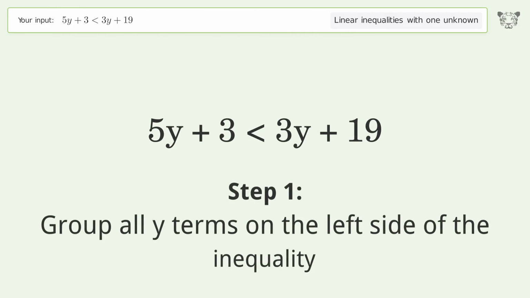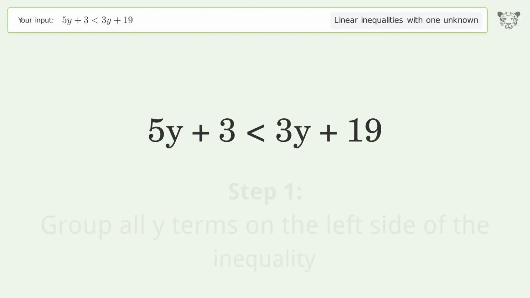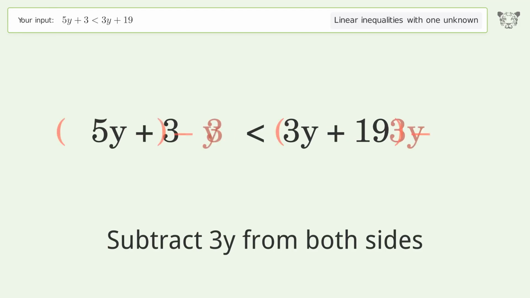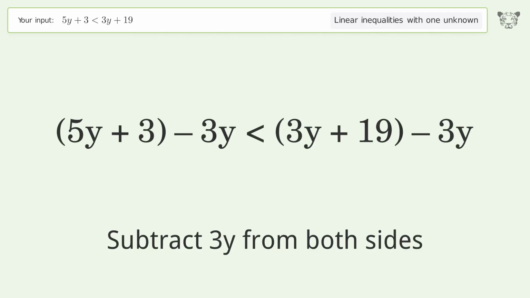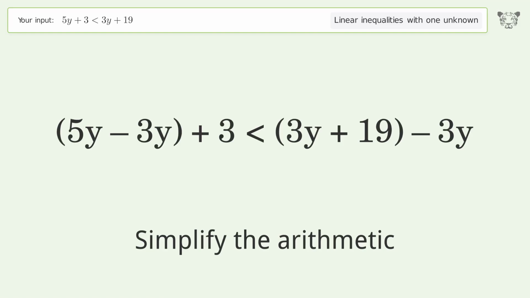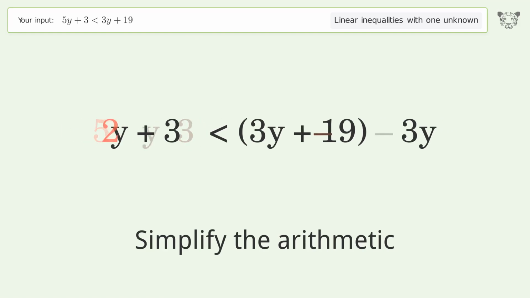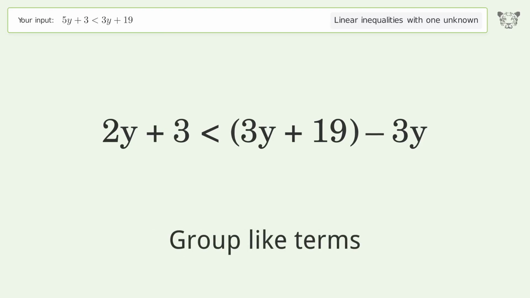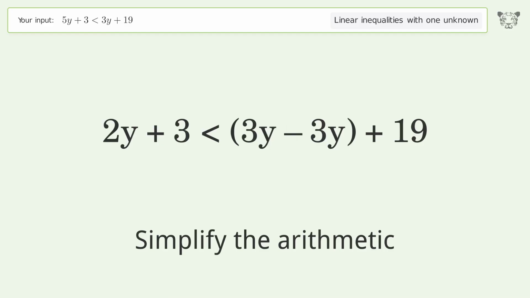Group all y terms on the left side of the inequality. Subtract 3y from both sides. Group like terms. Simplify the arithmetic. Group like terms. Simplify the arithmetic.